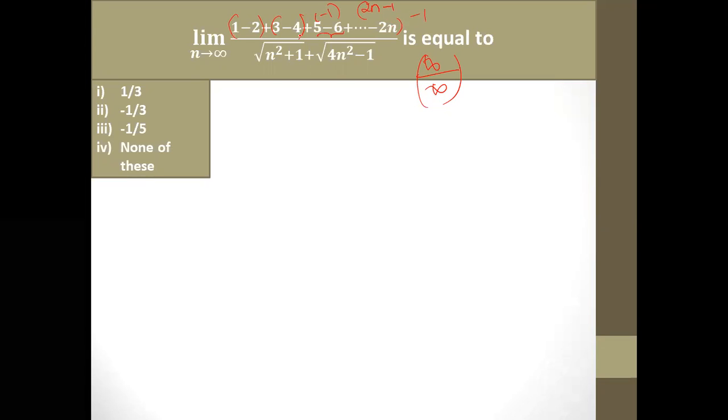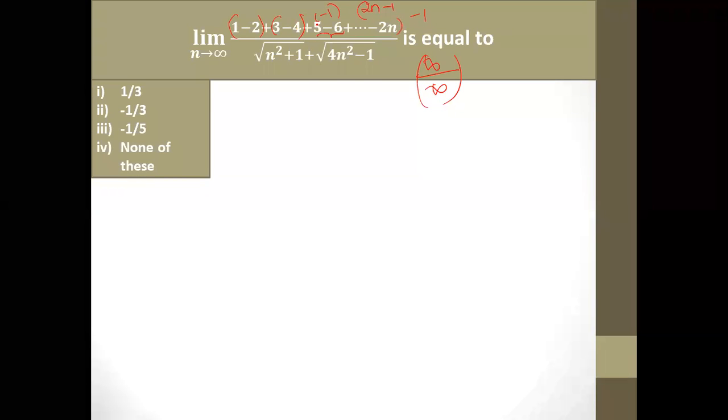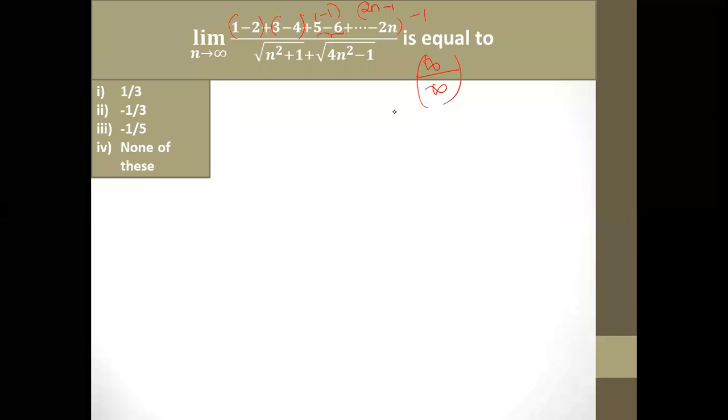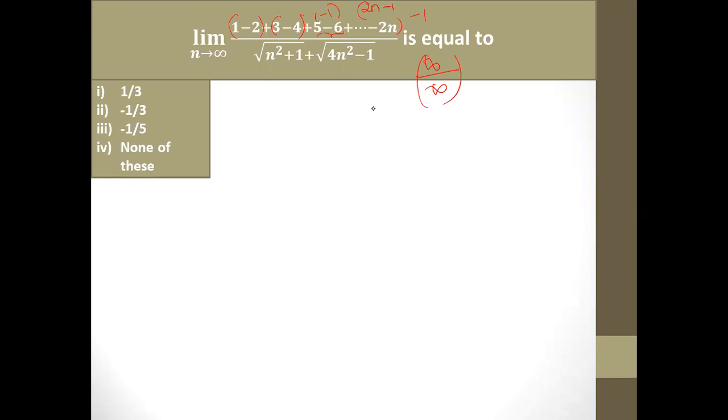Here in total there are n pairs, correct? This is 1, this is 2, this is 3. Till 2n you have n number of pairs. So how many times is minus 1 repeated? n times, correct? Minus 1 is repeated n times.